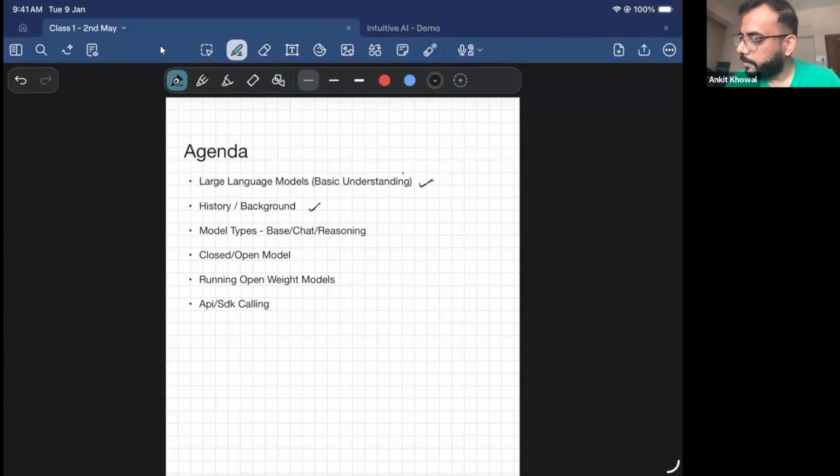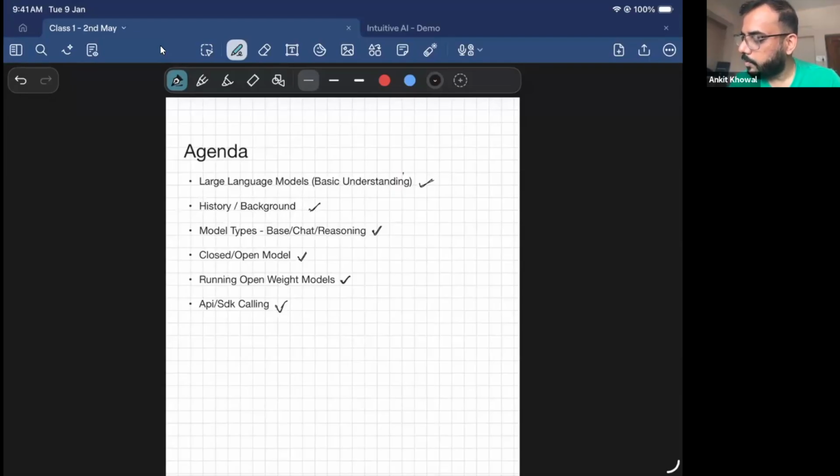What are the different types of large language models, like base models, chat models, and reasoning models? What are closed source models and what are open source models? How do we run these open source models in our local environment? And then we'll see how to integrate or call an LLM via an API or an SDK.